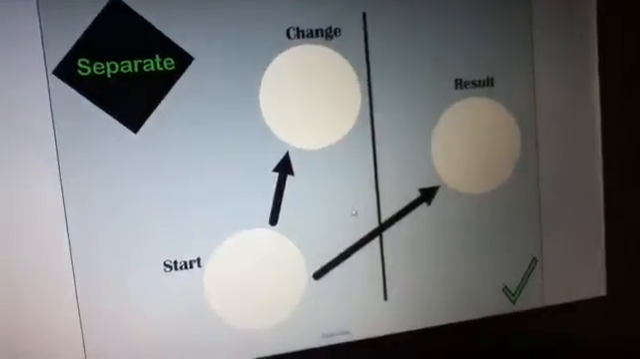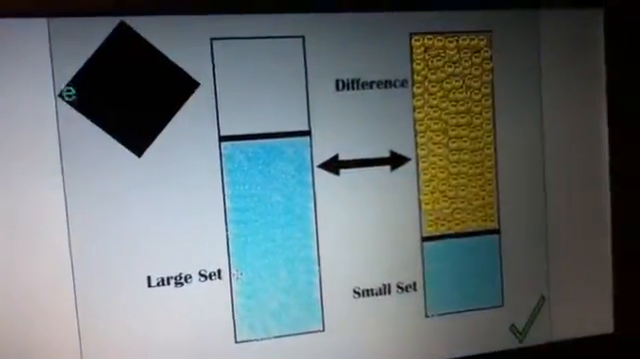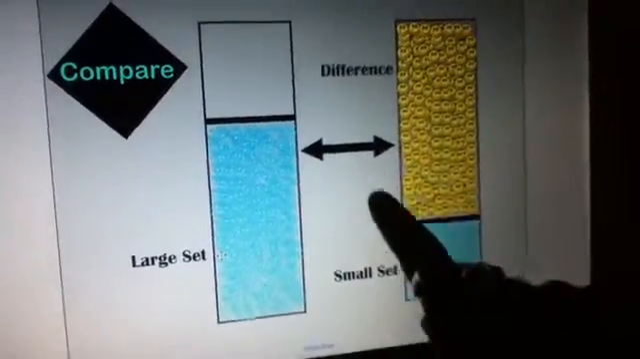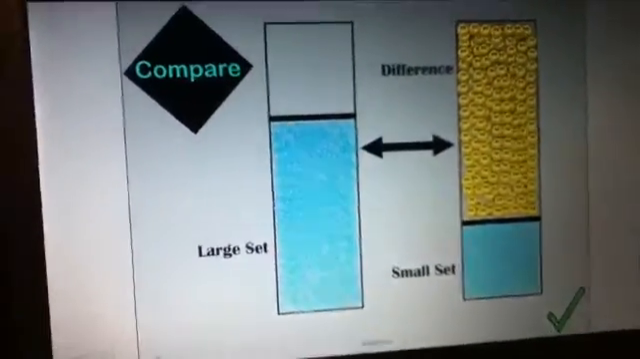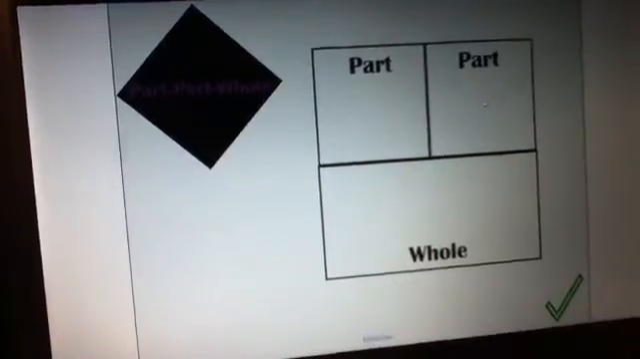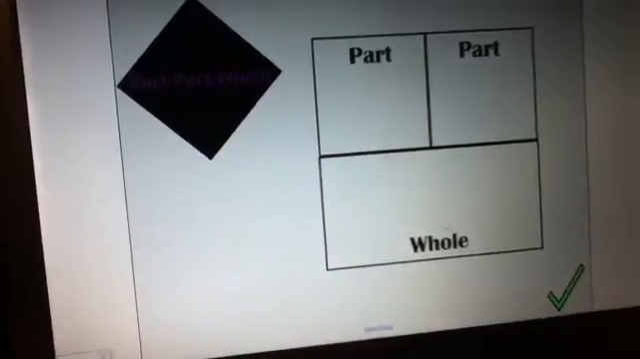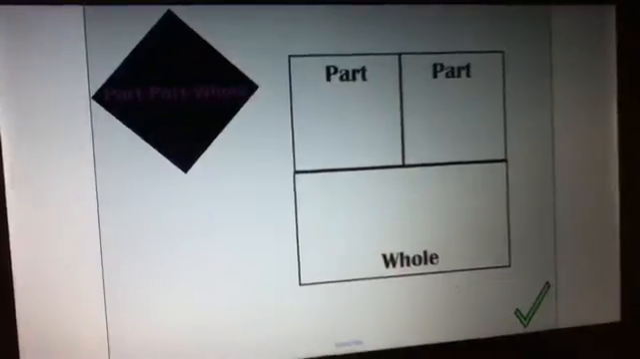We also have the compare structure, which is used when we're looking at 2 different sets of things, and we're also taking a look at the difference between the 2 sets. Okay, so this is all about comparing 2 different sets of things. Now on to our last structure. It's part, whole. So when we have a problem where we're looking at 2 different parts of something and also taking a look at the whole amount that is created from the 2 parts, then we know we are dealing with a part, whole structure.